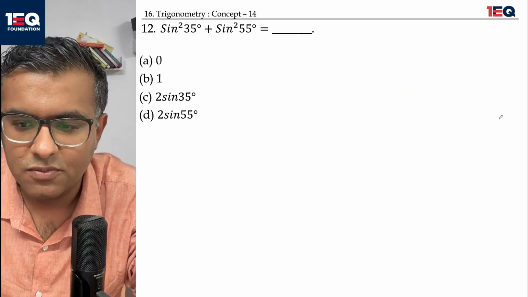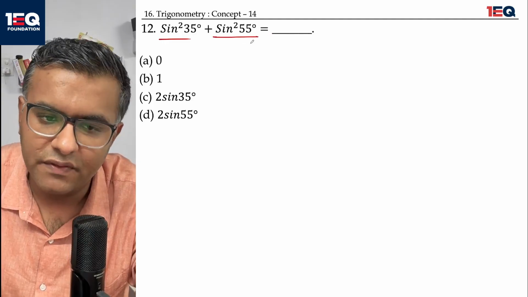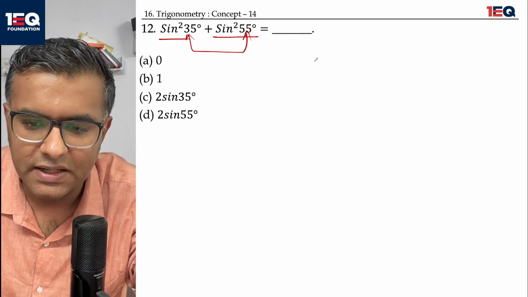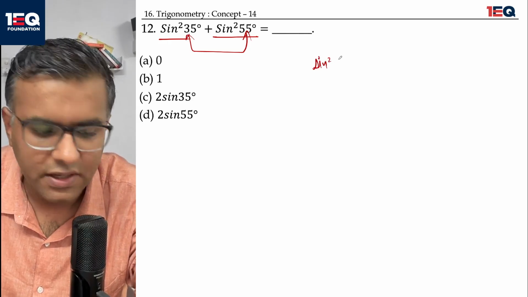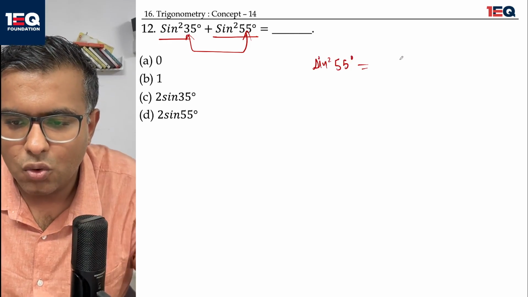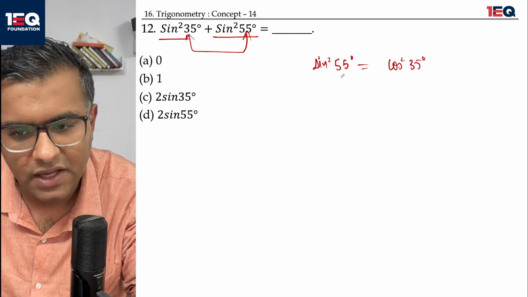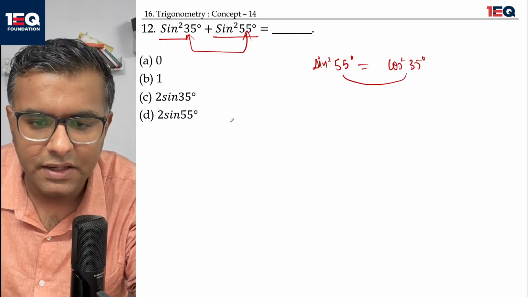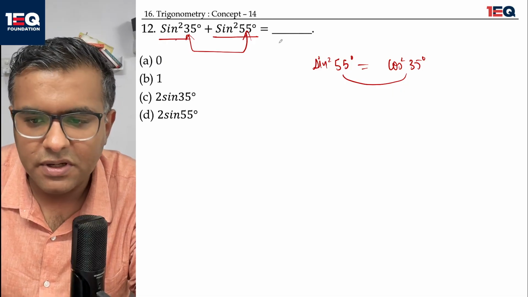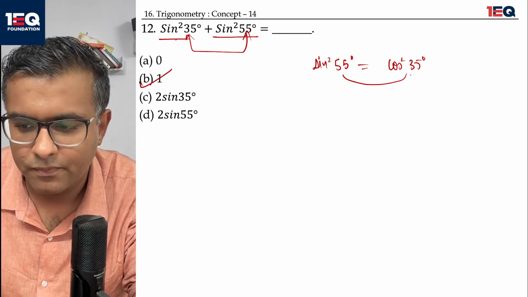Right? Let's move forward. Now, sine square 35 plus sine square 55. Both of them add up to 90 degrees. I've already said that. You can convert sine square 55 degrees to cos square 35 degrees. They are interchangeable at 90 minus theta. So sine square 35 plus cos square 35 is definitely going to be equal to 1, right?